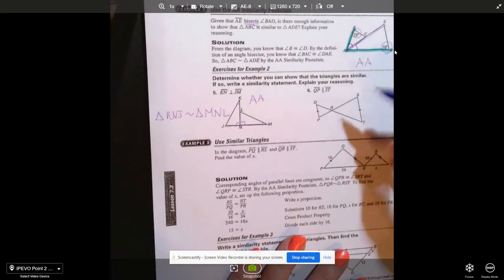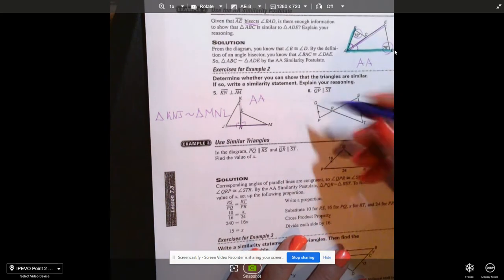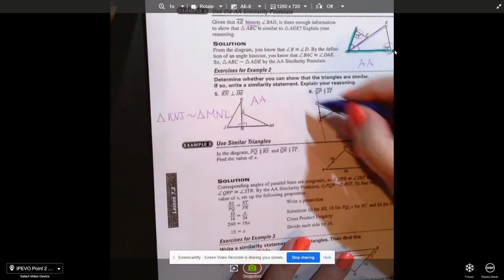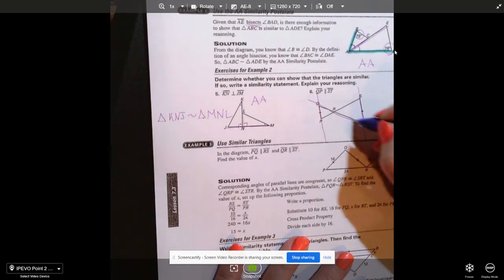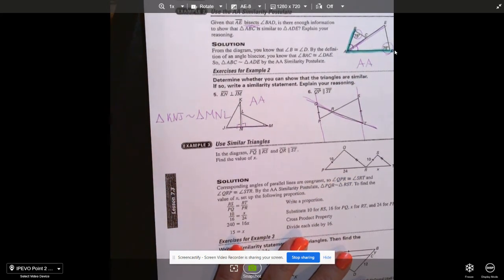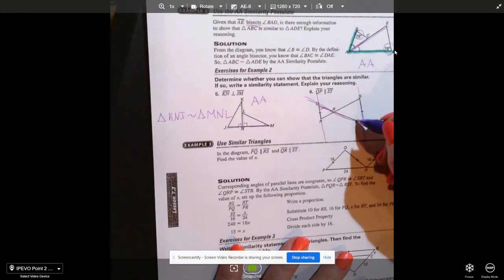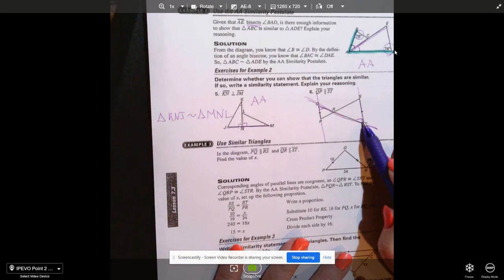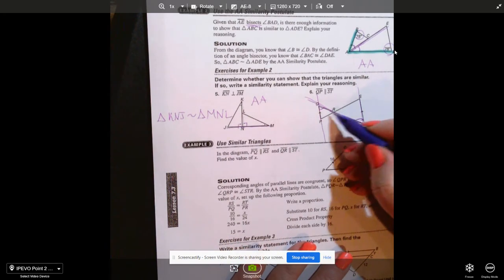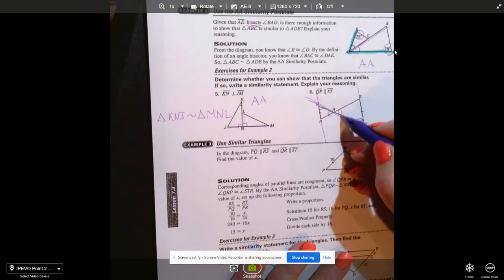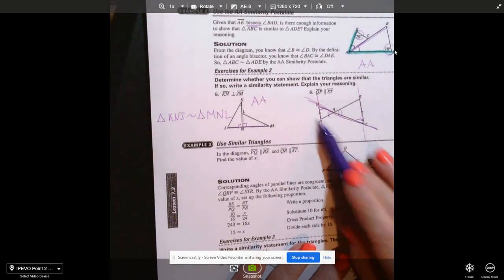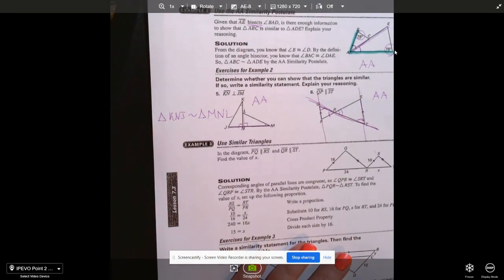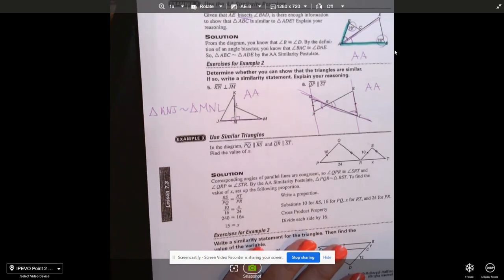On number 6, they tell you that QP is parallel to ST. So now you kind of have to go back to what you remember about parallel lines cut by a transversal. Remember, this line that cuts them is called a transversal. And I know that alternate interior angles have to be congruent. So I know that this angle has to be congruent to this angle. Well, these angles in here are vertical angles, so I also know that they are congruent. So I have proven that two angles are congruent, so I know that these are similar because of the angle-angle postulate, and then you can go ahead and create your similarity statement.